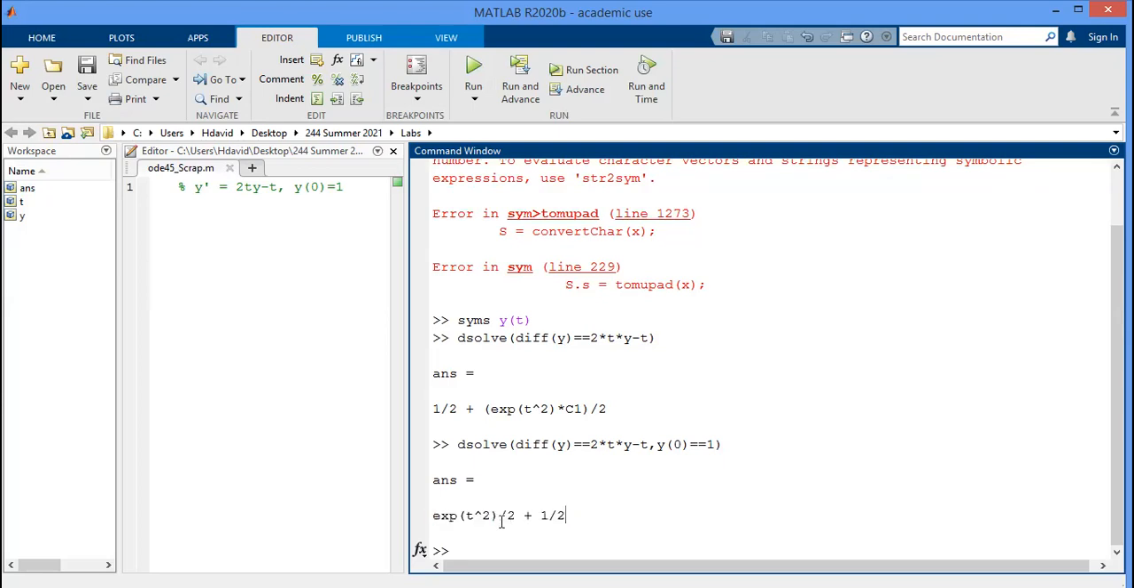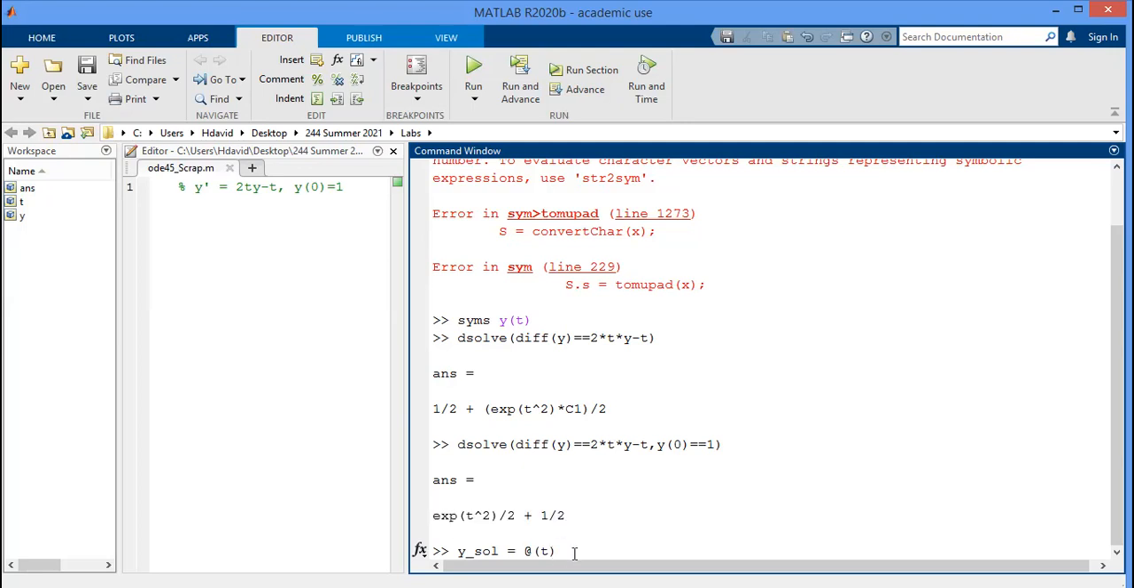I think before, when I wrote it in OneNote, I forgot to divide by 2. So here is the solution, and this is given by some kind of function. So let's define an anonymous function. I apologize. So y is going to be my anonymous function. It's going to be the actual solution, and what it does is take in the value of t and spit out the exact solution.